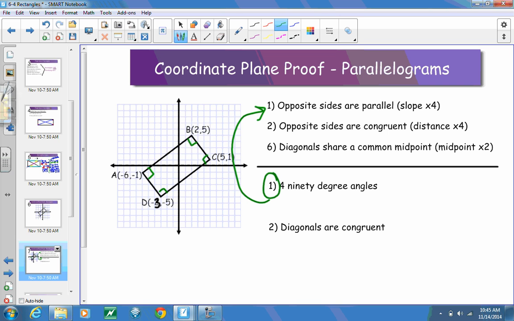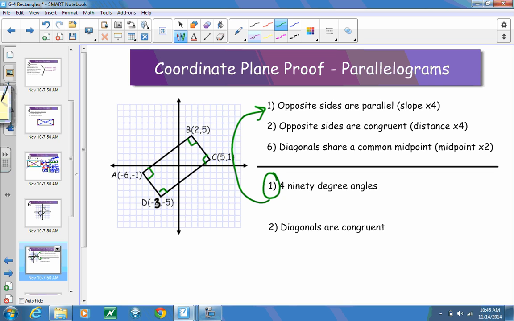If you use your slope formula, what that's going to do is tell you if you have 2 lines that are perpendicular or not. You're trying to look for that opposite reciprocal for the slope. So by showing that you have 4 90-degree angles, that's enough for us to say that we have a rectangle.